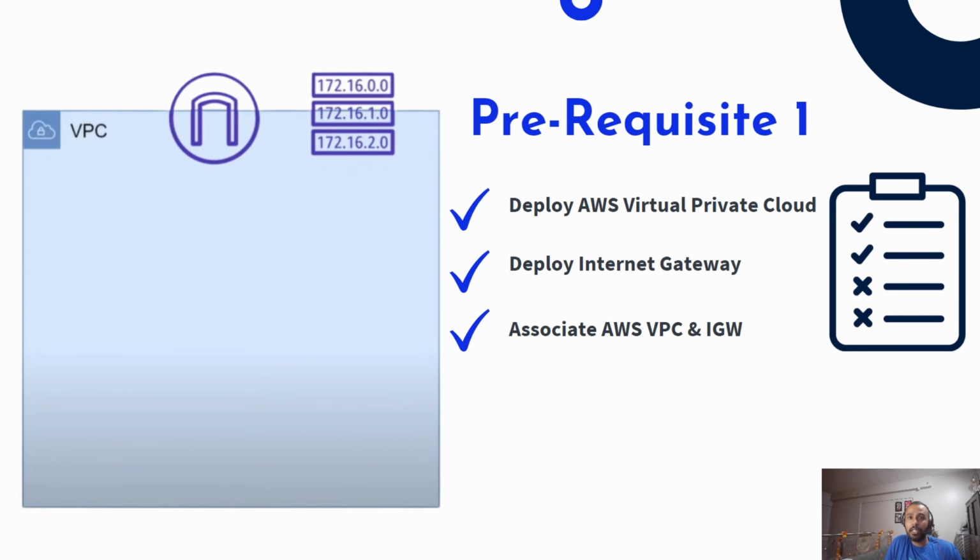The first prerequisite is that in your AWS account, make sure you have one custom VPC created along with the internet gateway and a custom route table, and associate that specific VPC with the internet gateway. If you don't know how to do it, as part of this series, part one is going to help you to create the VPC, internet gateway and associate them. I will put the link in the description above.